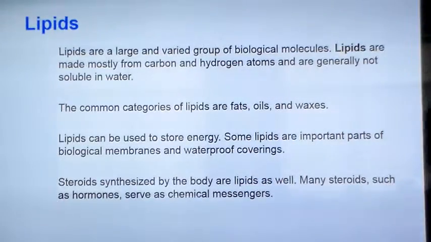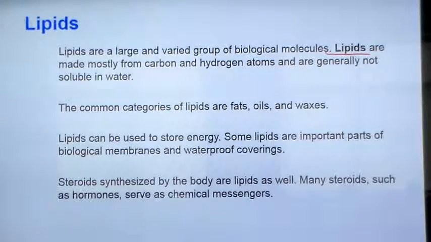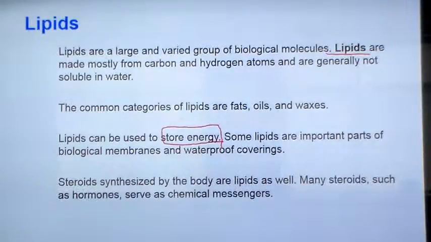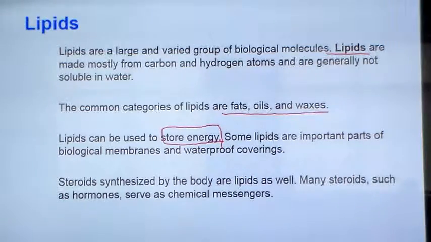All right, the next macromolecule is lipids. Lipids are here to store energy. So carbohydrates, short-term energy, lipids are long-term energy. And fats, oils, waxes, you can see right here, those are all examples, all those are lipids. But the main thing, lipids, long-term energy, stores up.